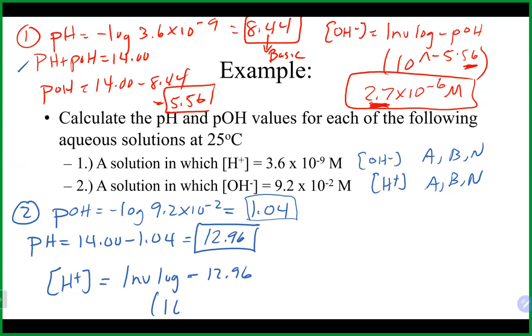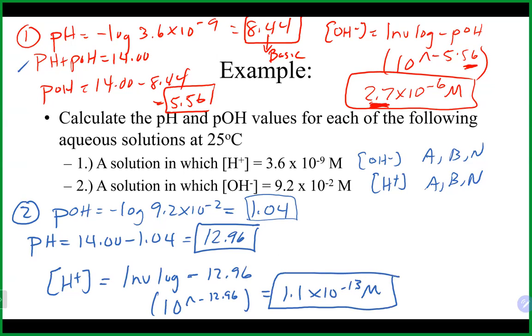That again will give us something that will look like this on our calculator. And if we do that, it looks like maybe 1.1 times 10 to the minus 13, I think. Again, that would be molar in this case. This guy would be basic here as well, as the pH is above 7.